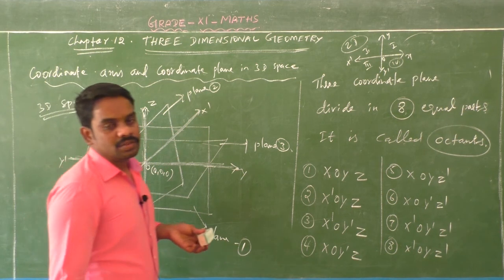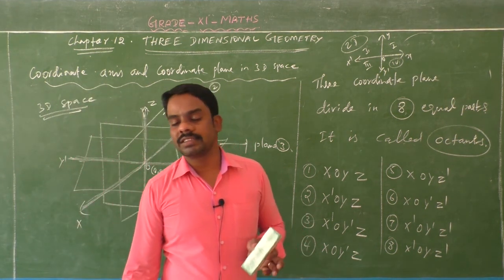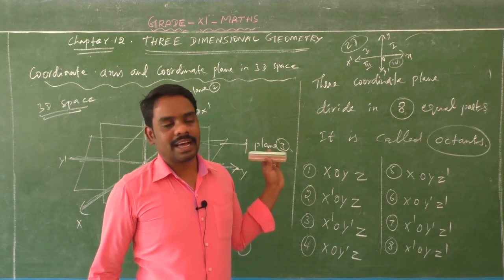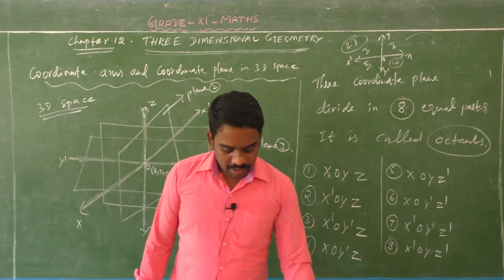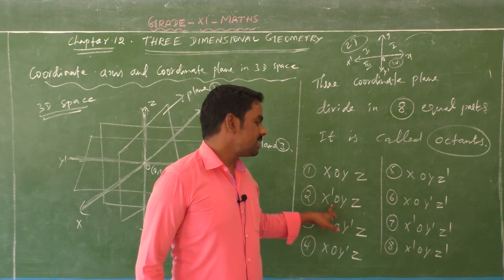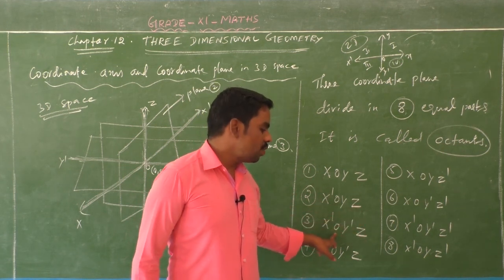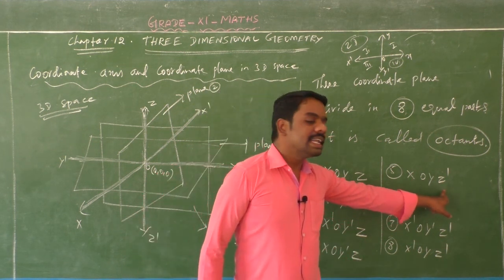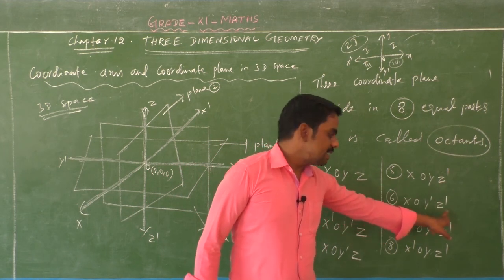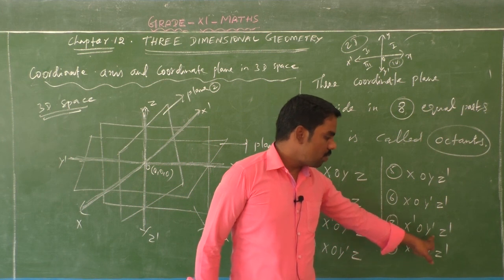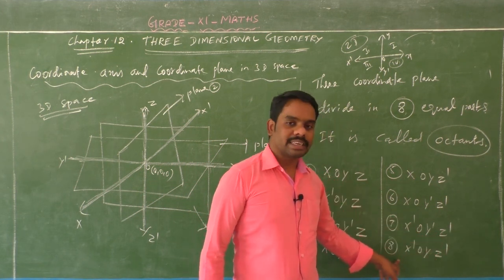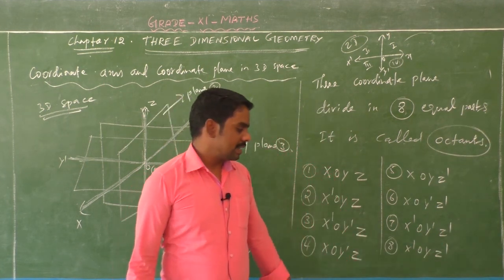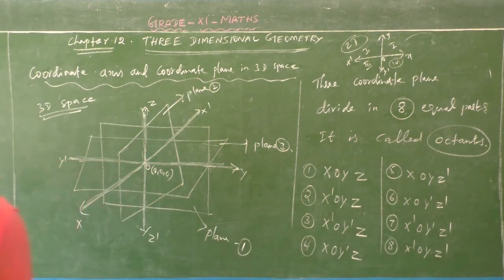Totally 8 octants. So 3-dimensional geometry divides into 8 equal parts, and each part is called an octant. 3D has 8 octants only. Okay, first octant x o y, second x dash o y, third x dash o y dash, fourth x o y dash, fifth x o y dash, sixth x o y dash, seventh x dash o y dash, eighth and last x dash o y dash. Okay, these are all 8 octants.